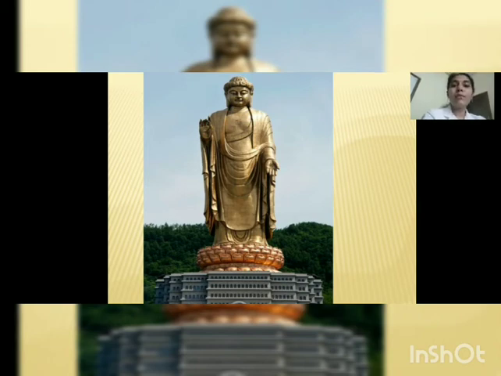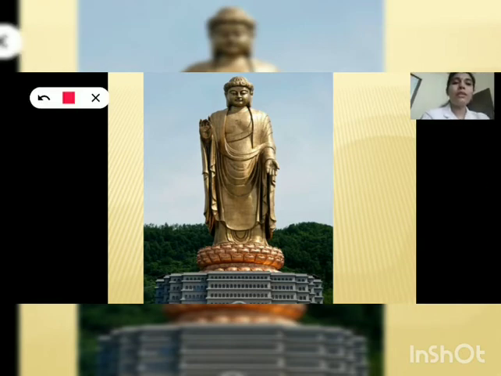See, this is the famous Buddha statue in China, which is situated in the Spring Temple in China. The height of the statue is 126 meters. Before the Statue of Unity, this statue was considered the biggest, or the tallest, statue in the world. Okay, so can you give me the difference between these two statues?